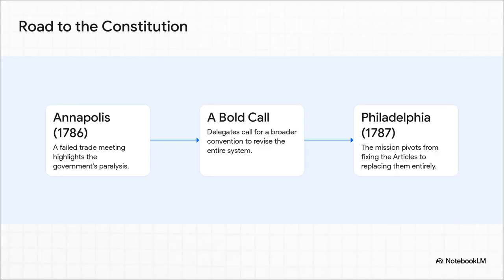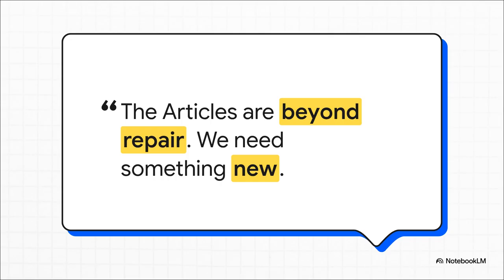And it started with a failed trade meeting in Annapolis, where only 5 states even bothered to show up. It was a total dud. But instead of just giving up, the delegates who were there made a really bold move. They called for another convention in Philadelphia, not just to talk trade, but to rethink the entire structure of the government. When the delegates gathered in Philadelphia in 1787, they realized pretty quickly that just tweaking the Articles wasn't going to cut it.